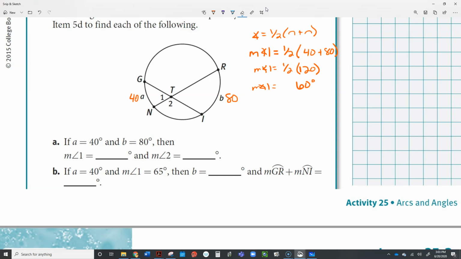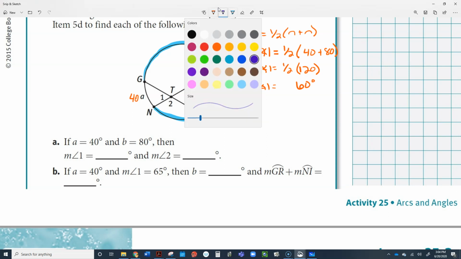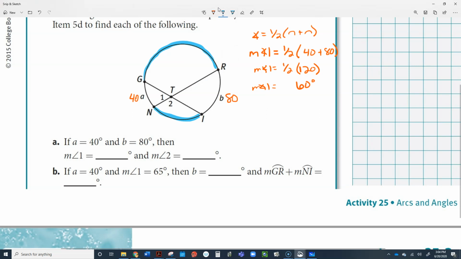Okay, now angle 2, we've got a couple of options. I just want to point out so that you don't overlook it, the measure of angle 2 right here is going to equal half of this arc plus this arc. Now you don't really have to know what each one of these arcs measures, you just have to know what their sum is. And it's not real hard to figure out what their sum is.